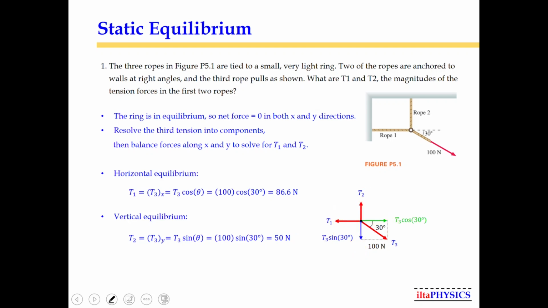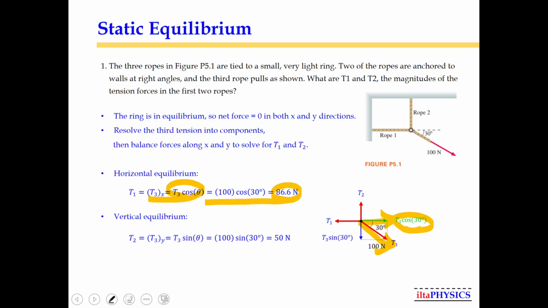First, let's look at the equilibrium in the horizontal direction. The horizontal component of tension T3, which acts at a 30-degree angle downward, can be calculated using the cosine function. The result is 86.6 newtons.